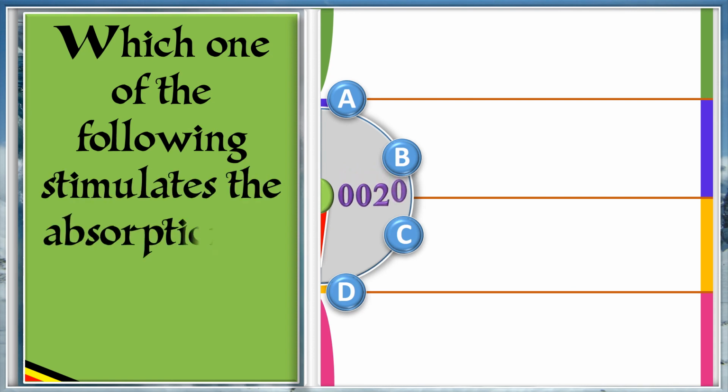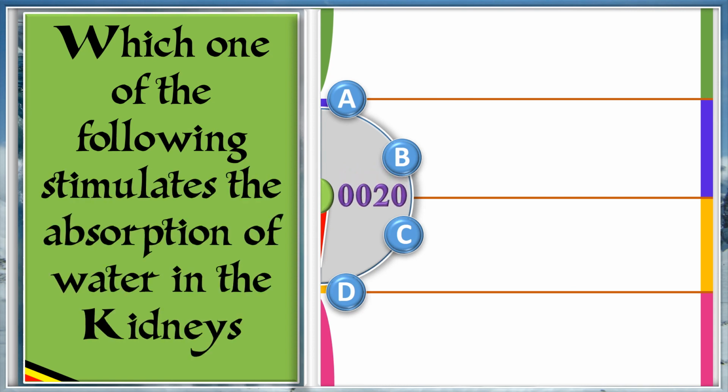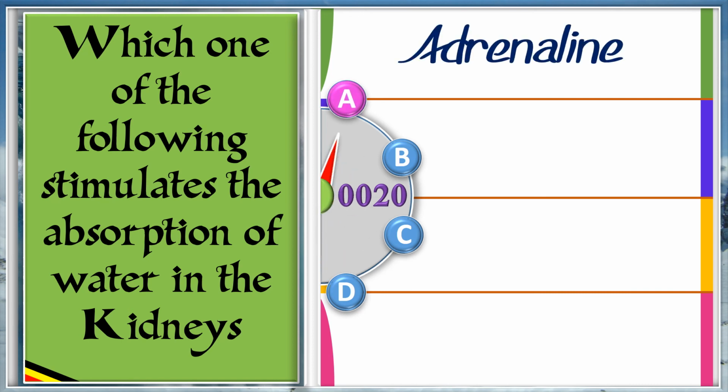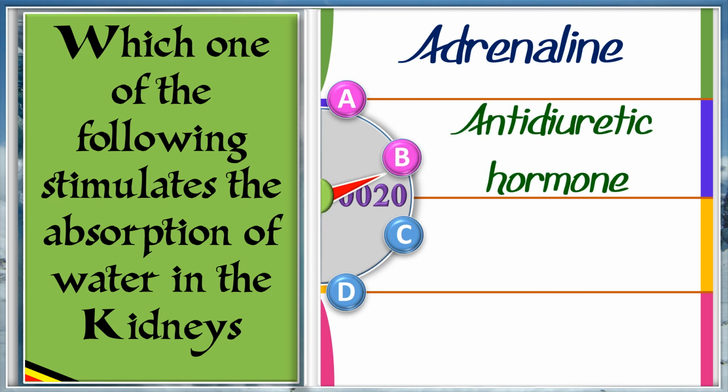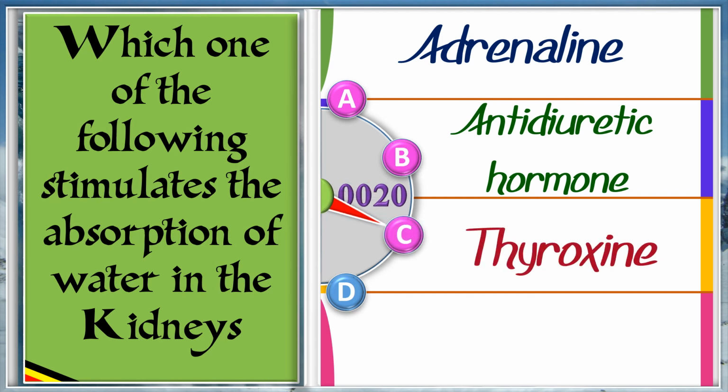Which one of the following stimulates the absorption of water in the kidney? A. Adrenaline. B. Antidiuretic hormone. C. Thyroxine. D. Insulin. And the answer is B. Antidiuretic hormone.